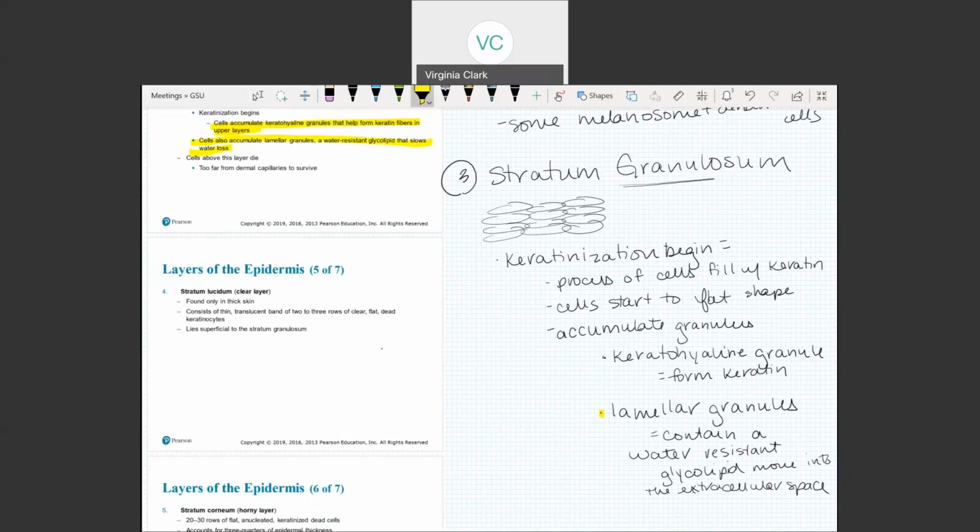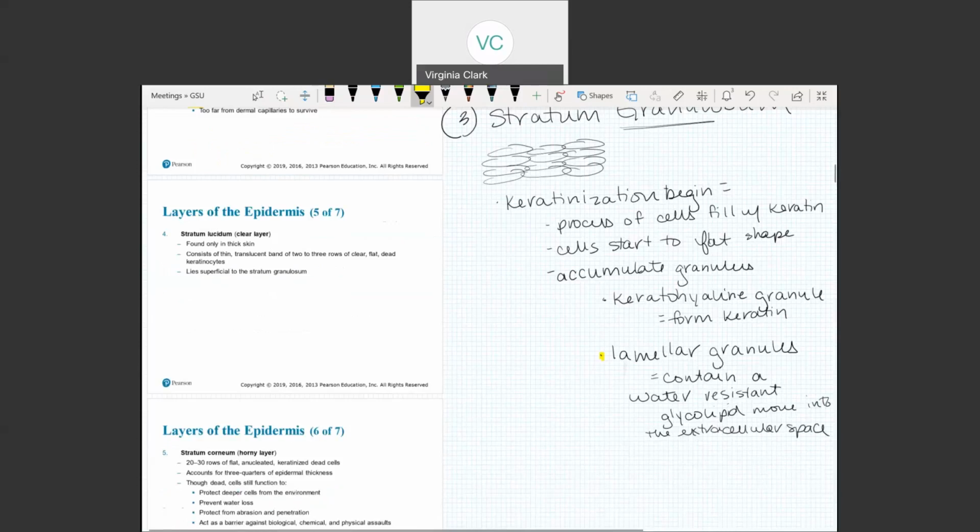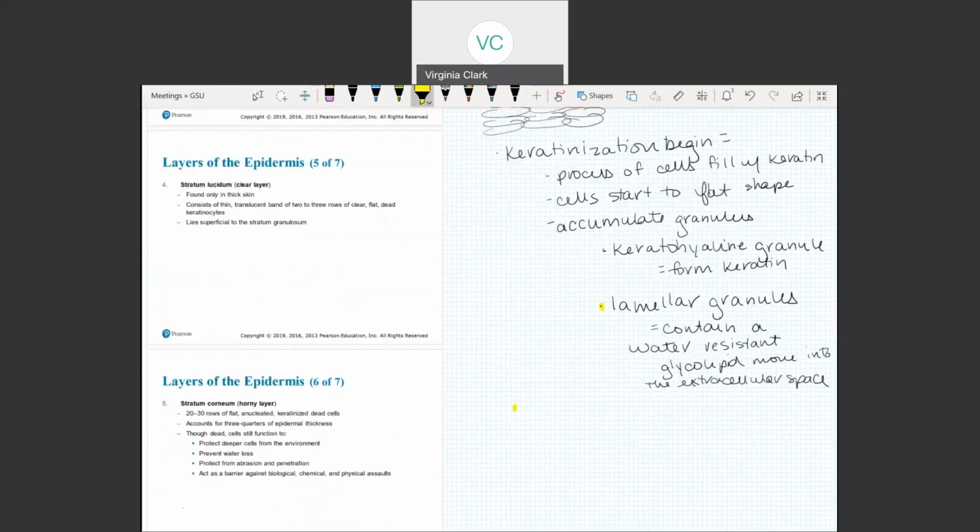What's also cool about this is cells that are above this layer die. So this is where cell death will start to occur. And with this cell death, as we're going further up these layers, we're going to start having more and more cell death, because when we get to the most external layer, your cells will be considered dead. And that is why it's easy to get rid of them if we need to.